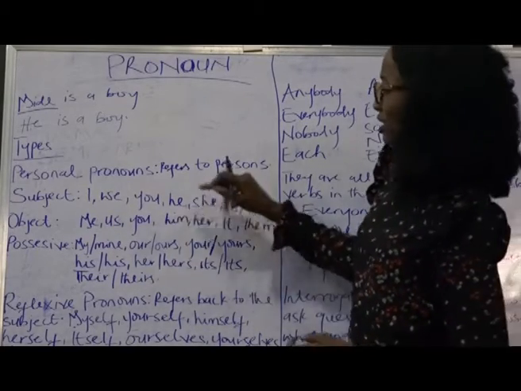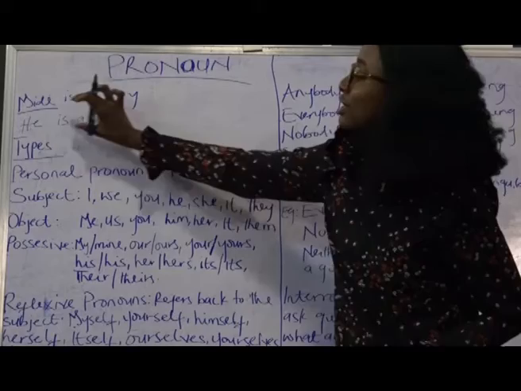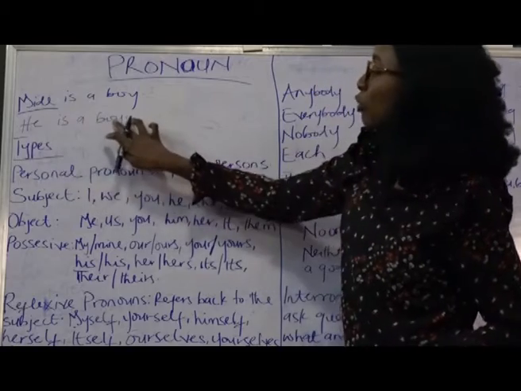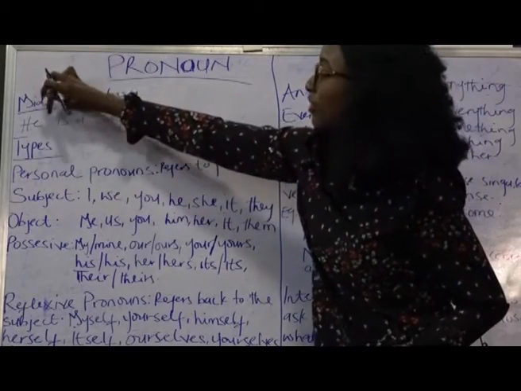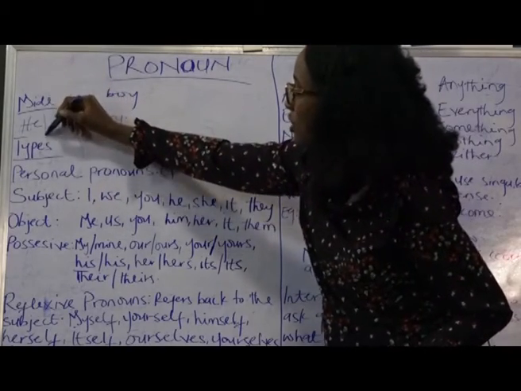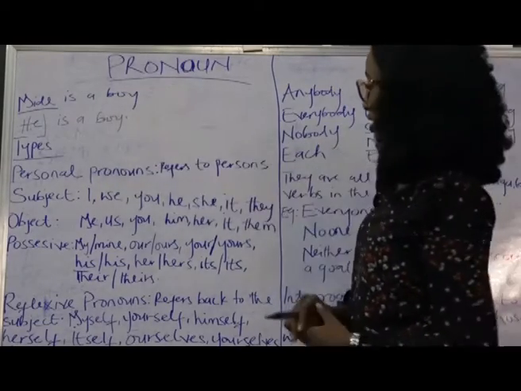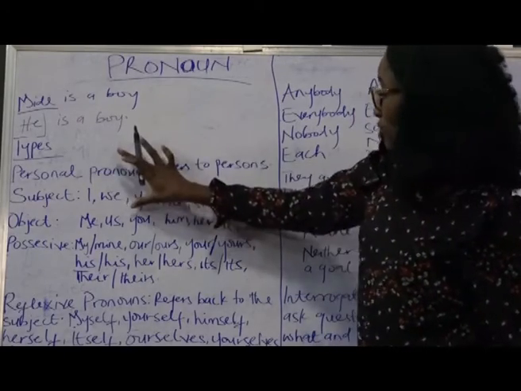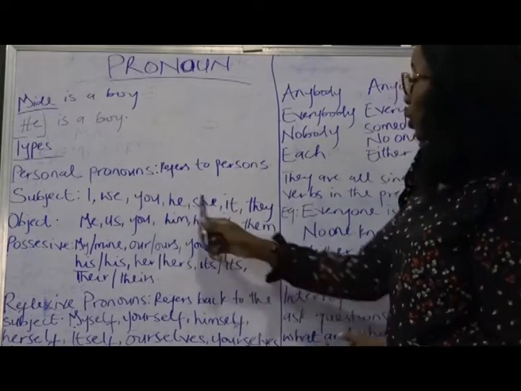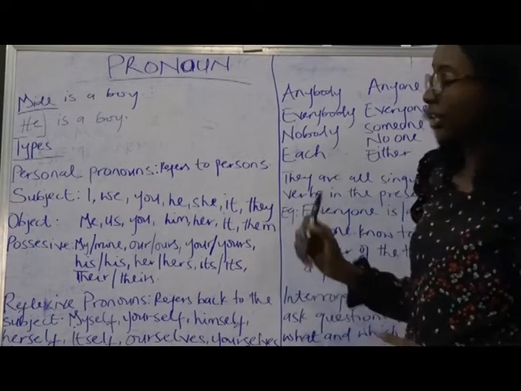Now, what is the subject of a sentence? The subject of a sentence is the reason the sentence is. Like this sentence, he is a boy. The person we are referring to in this sentence is he, and that is the subject of the sentence. So, the pronouns that occupy the subject position are I, we, you, he, she, it, and they.